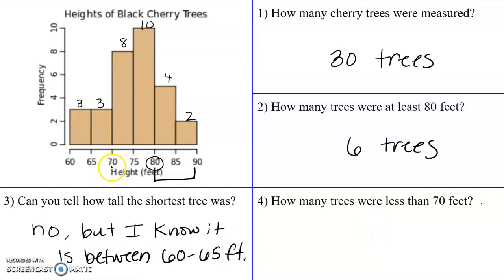Well, here's 70, so less than 70 is going to be here, and I got 3 in that and 3 in that. That's 6 trees again.